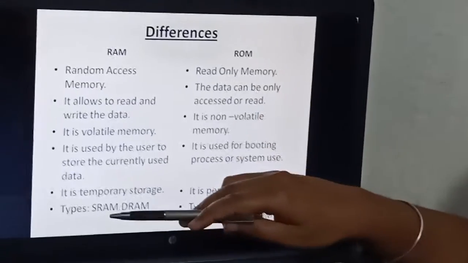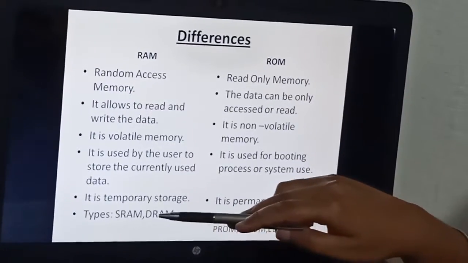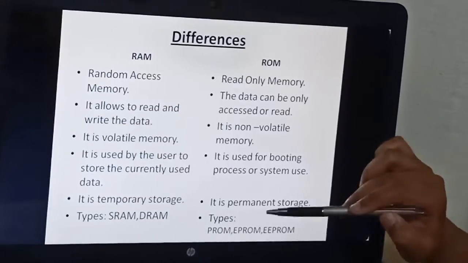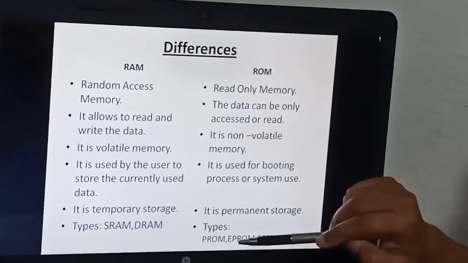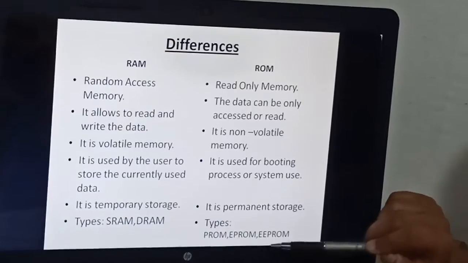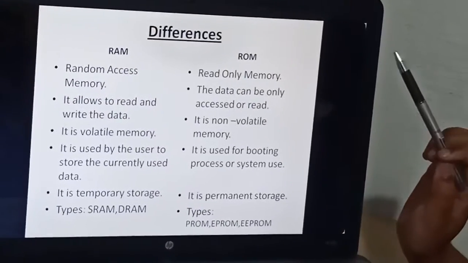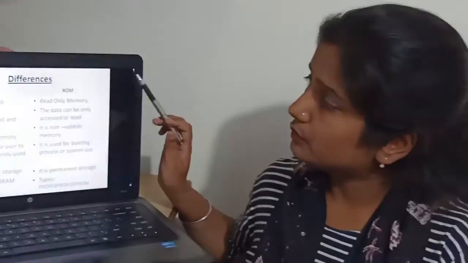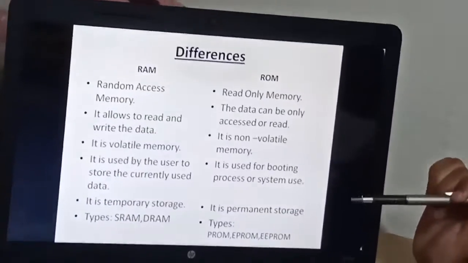Here are the types of RAM: SRAM, static random access memory; DRAM, dynamic random access memory. And the types of ROM are PROM, programmable read-only memory; EPROM, erasable programmable read-only memory; and EEPROM, electrically erasable programmable read-only memory. This is a very important concept. Students, you can take a screenshot of this screen and save it.